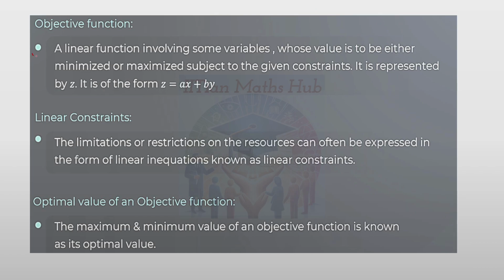These are the basic parts that we have discussed. An objective function is a linear function involving some variables whose value is to be either minimized or maximized subject to the given constraints. It is represented by z, and that is given in this linear format, ax plus by. Then we will have linear constraints, that is some limitations or restrictions on the resources, in the form of linear equations. Then we have the optimal value of an objective function that we have already found out. The maximum or minimum value of an objective function is known as the optimal value. I hope this thing we have already covered.